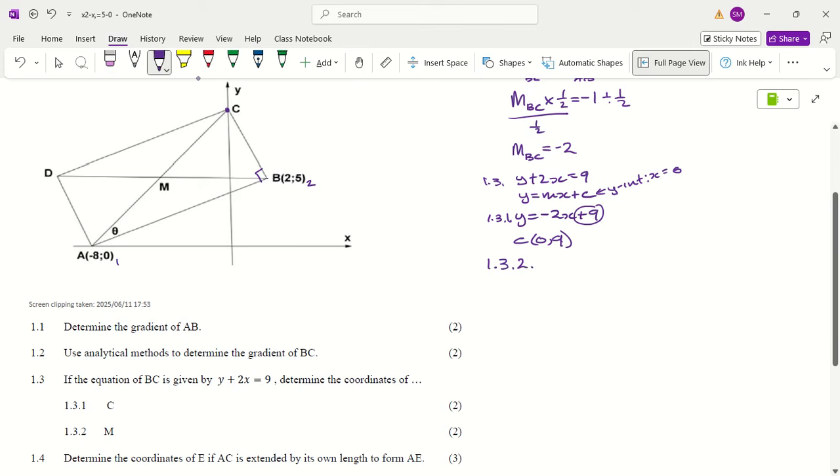1.3.2, we have to find the coordinates of M. This shape ABCD was said to be a rectangle, and we know that in a rectangle the diagonals bisect each other. So M is the midpoint of the diagonal AC. If we can find the midpoint of AC, then we can find the coordinates of M. So we know that M is a midpoint of AC.